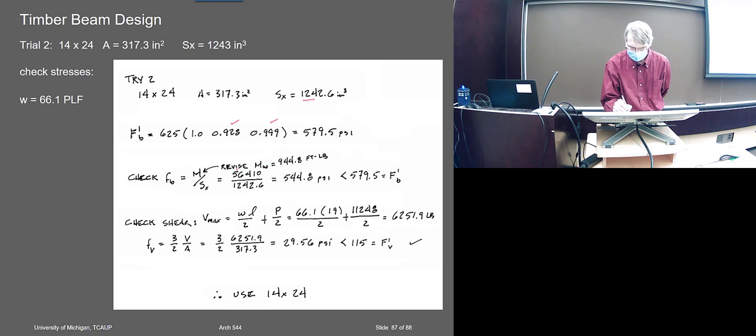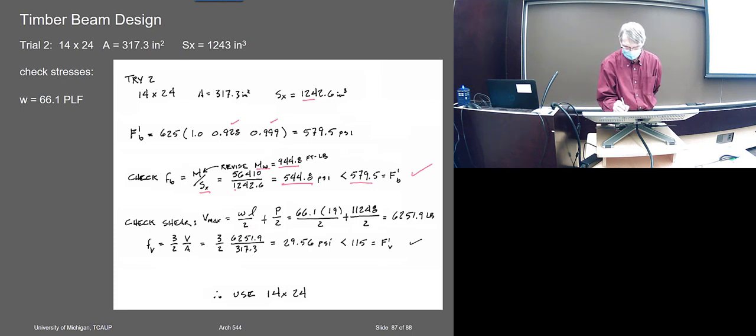Here I have to up the moment for the dead load. I did increase it by the weight of the 14 by 24, so I did pump that up a little bit to adjust that. And this is the SX from the 14 by 24, so the actual stress comes out to be 544, and the allowable is 579. Okay, good. Whew, finally passes. And then you can check the shear.